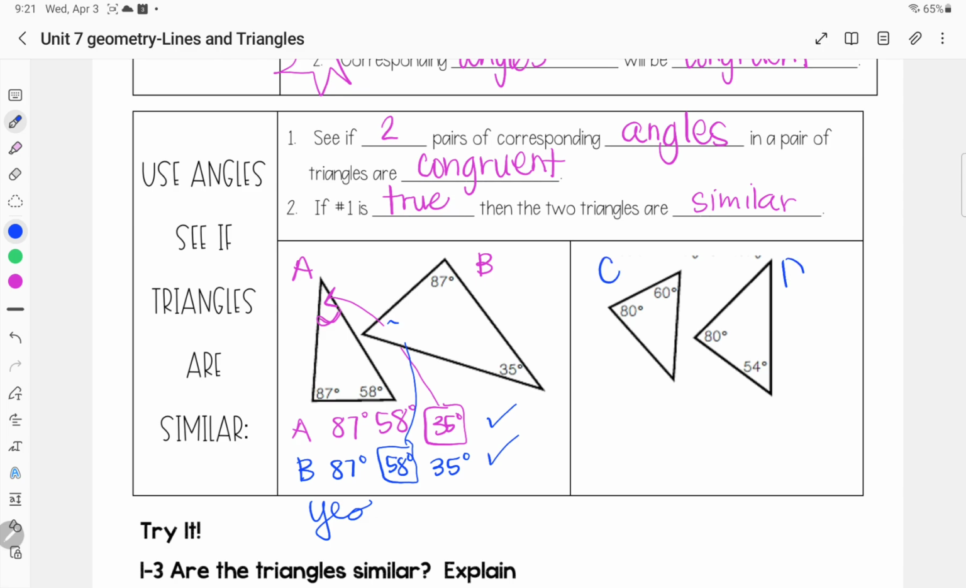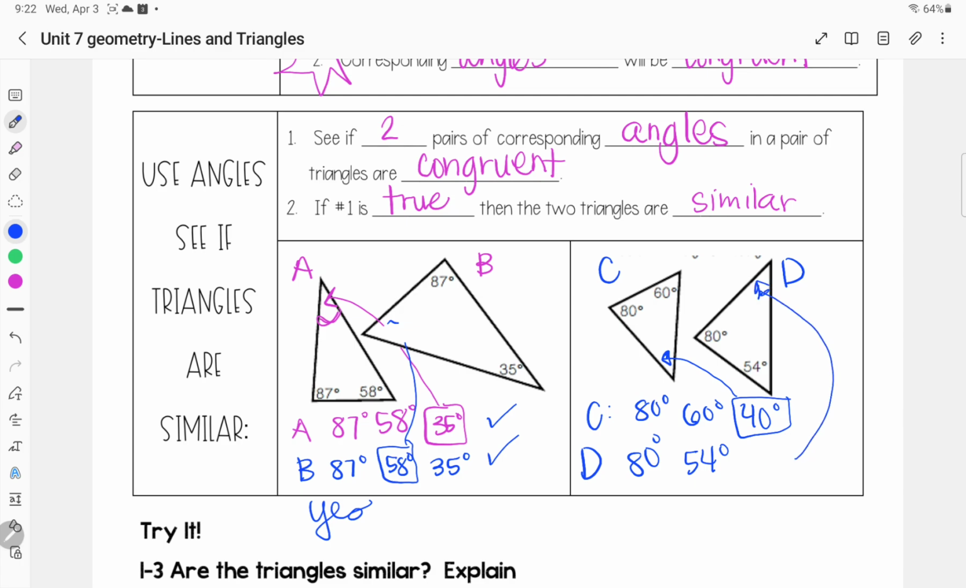Let's call this one triangle C and this one triangle D. Triangle C has angles of 80 degrees, 60 degrees, and my missing angle would be 40 degrees. That would be this missing one right there. Triangle D, I have 80 degrees. So these ones are the same. If you look, these ones are the same. And then I have a 54 degrees, which automatically means these aren't going to be the same. So I could put 54 degrees here, and we could still find this missing angle right here.